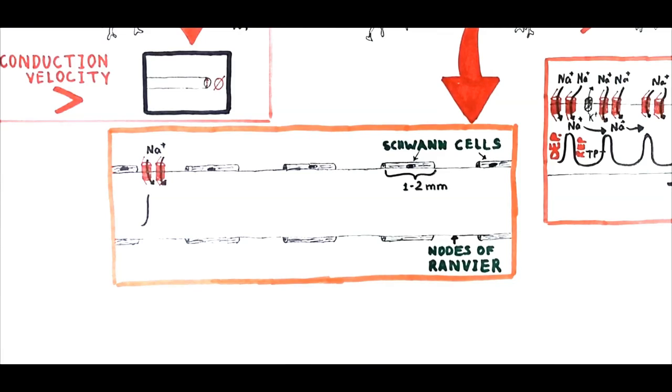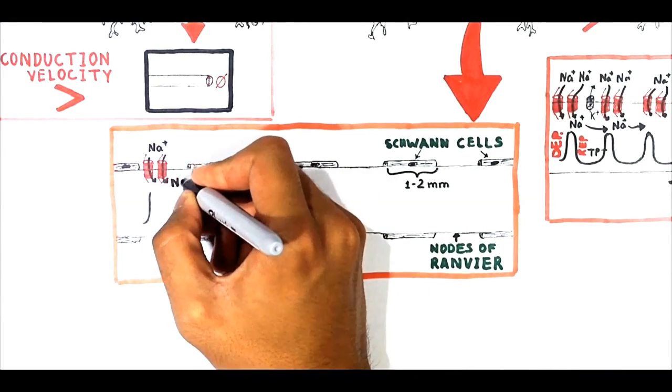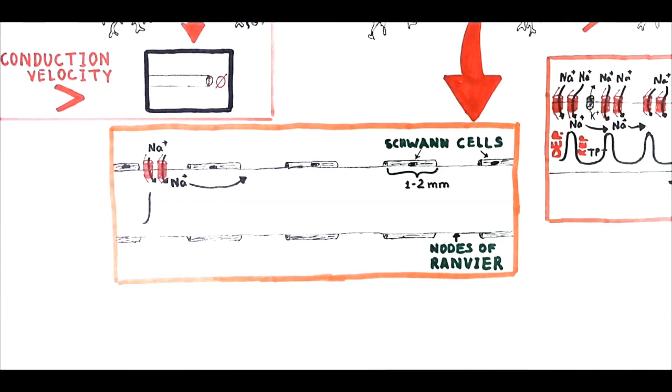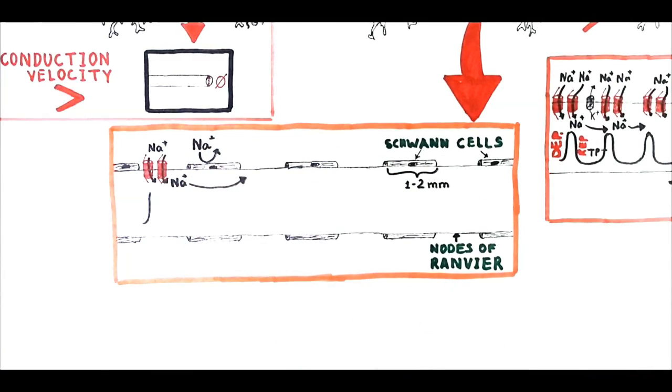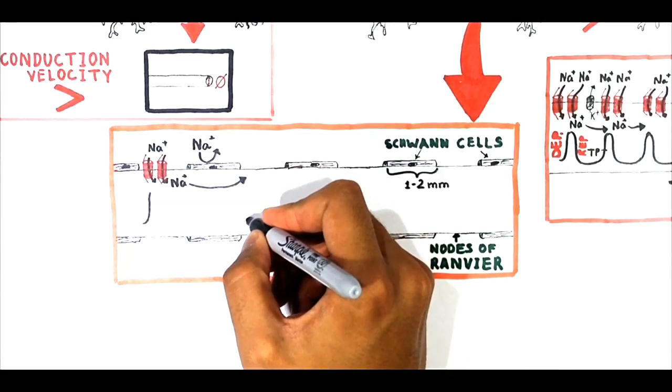This local inward sodium current spreads to the adjacent region, usually for 1 or 2 millimeters, which is equal to the length of the Schwann cell. It is very important to note that in a myelinated part of the neuron, sodium conductance is 0 because Schwann cells do not allow sodium to rush into the cell. As I already said, Schwann cells are 1 or 2 millimeters in length, and when sodium reaches the node of Ranvier, where a myelin sheath is not present, it takes the membrane potential of this area up to the threshold.